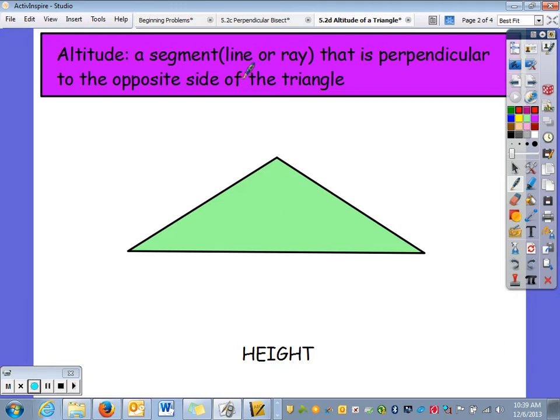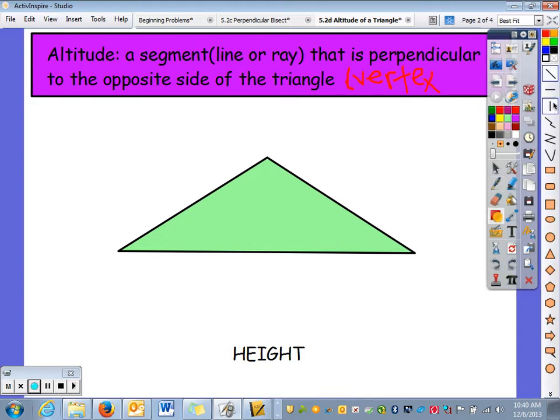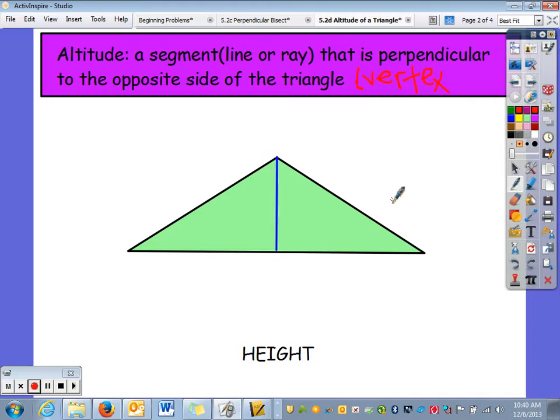So the altitude is a segment, line, or ray that is perpendicular to the opposite side of the triangle. Now, the big main part is that it has to go through a vertex of a triangle. Alright, so if I want to draw the altitude of these triangles, it has to go through the vertex, and then it has to be 90 degrees to the opposite side. So that right there is an altitude.